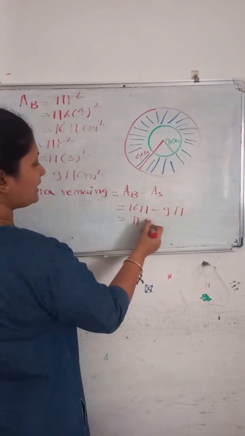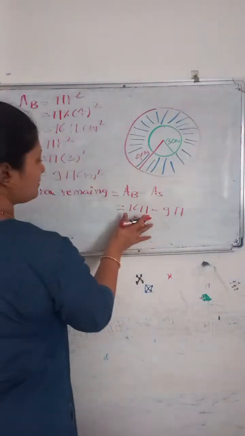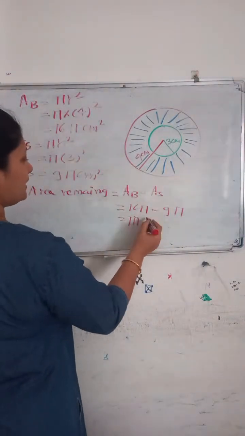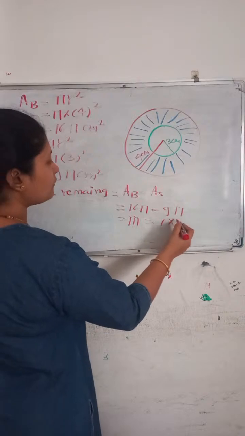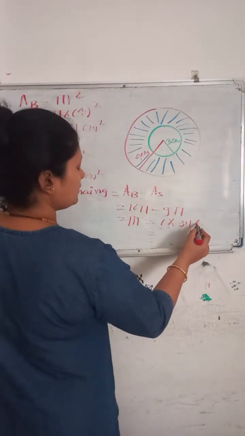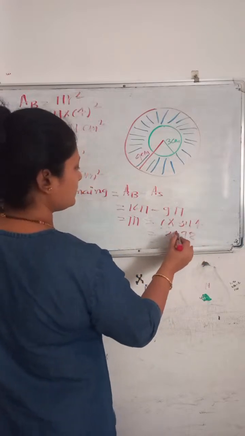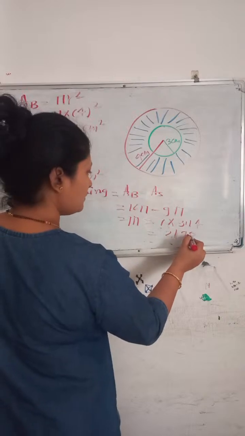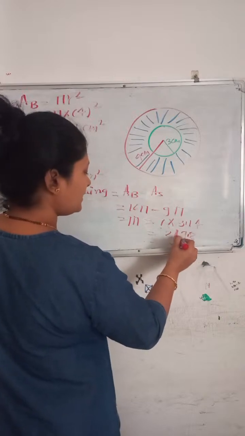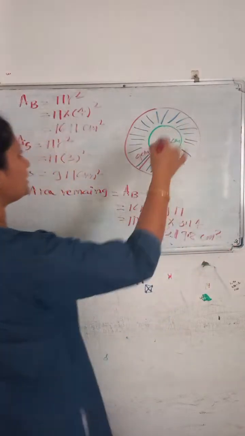Okay, pi I will take common, so 16 minus 9, that is nothing but how much, 7. Okay, now you can substitute the value for pi, that is 3.14. Okay, 7 into 3.14 into 9, so the answer here is 219.8 centimeter square, the remaining shaded part.